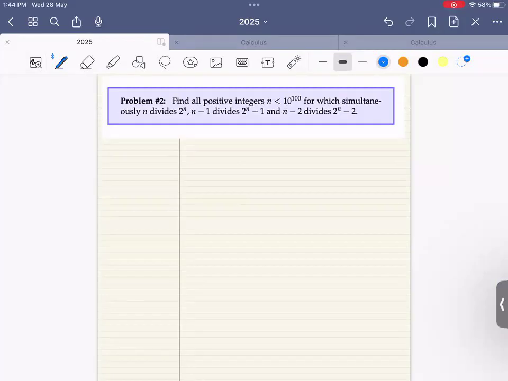And I'm going to solve yet another problem of number theory from Putnam. This was asked. This is in fact B3 from 2018. It says that you have to find all positive integers n less than 10 to the power 100, which simultaneously satisfy that n divides 2 to the power n, n minus 1 divides 2 to the power n minus 1, and n minus 2 divides 2 to the power n minus 2.